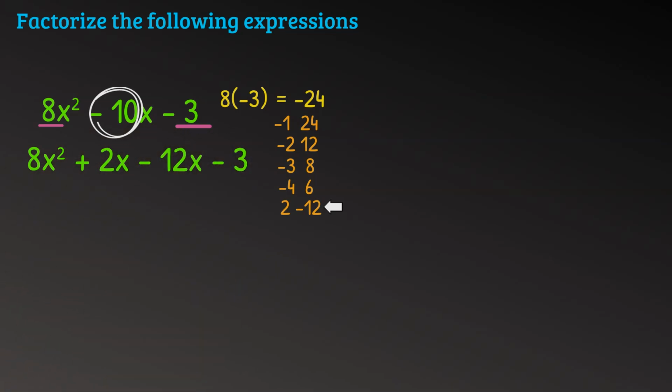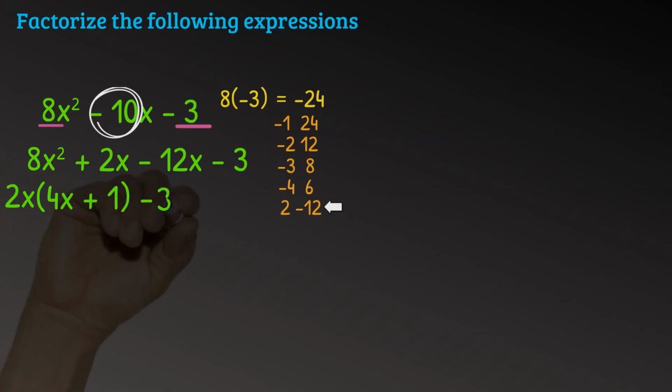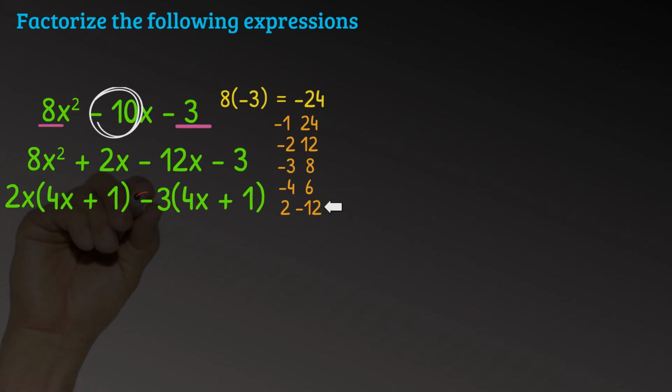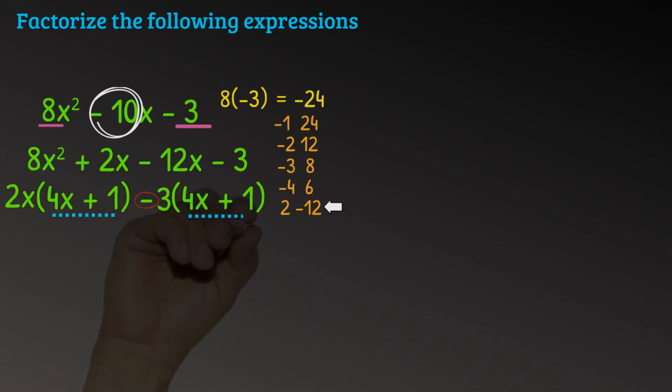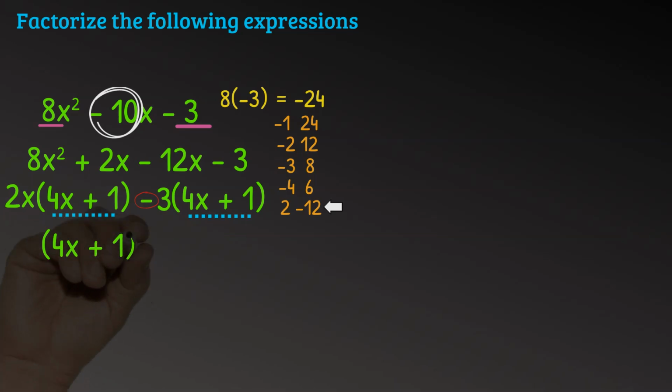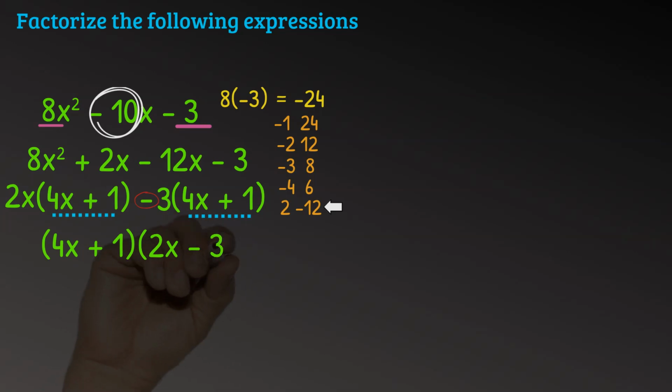Then the greatest common factor for the first two terms is 2x, and we need to multiply that by 4x plus 1 to give us our 8x squared plus 2x. And the greatest common factor for the second two terms is 3, and again we have to multiply it by 4x plus 1 to give us our minus 12x minus 3 because of this minus sign in front of the bracket again. And these two brackets are the same, so 4x plus 1 is our first bracket of the solution, and the second bracket is 2x minus 3 because it's multiplied by 2x and minus 3 above.